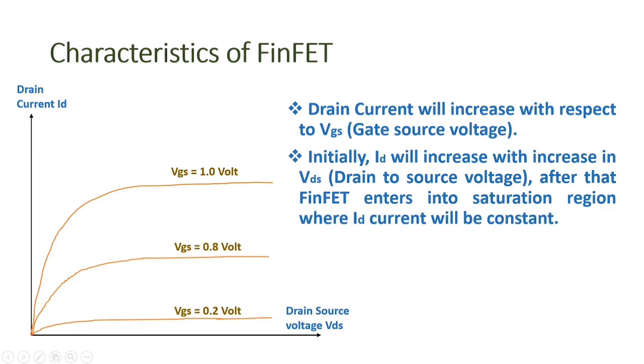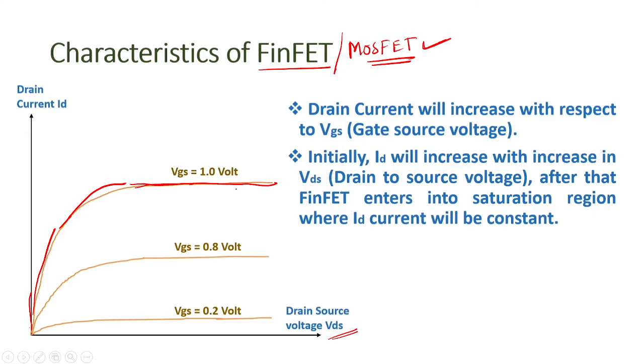So if you see the characteristics, the drain current will increase with respect to VGS. Initially, ID will increase with increase of VDS. So the characteristics of FinFET are the same as the characteristics of MOSFET we already saw. I'm not going deep into this. Why? Because we already discussed the drain characteristics, ID with respect to VDS. Initially this is the linear region, and next the non-linear region, and this is nothing but the saturation region.